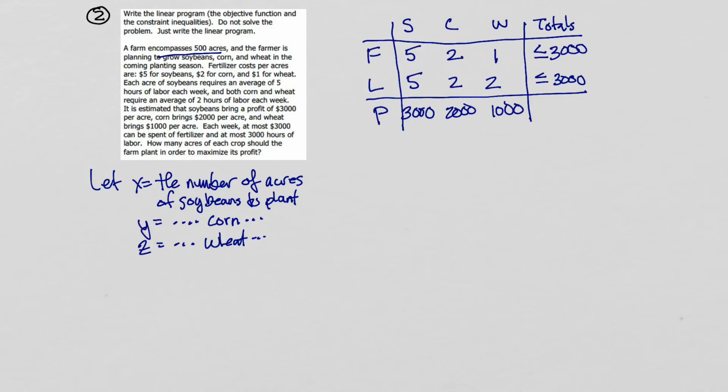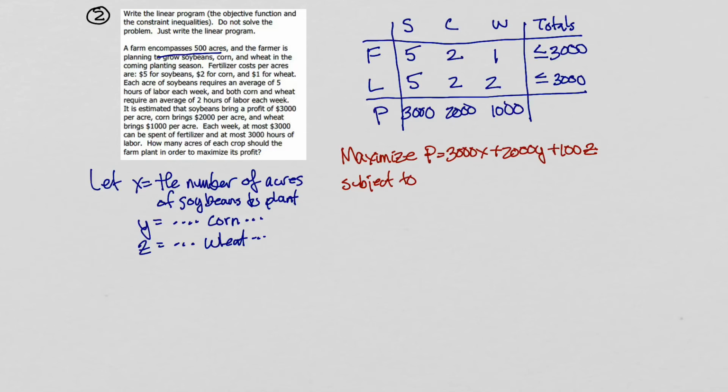So now let's write our linear program. What we want to do here is maximize P, our profit, and that is going to be 3,000 of those X's, right? $3,000 per acre, and then we have X acres. So this is going to be 3,000X plus 2,000 of those Y's, plus 1,000 of those Z's.